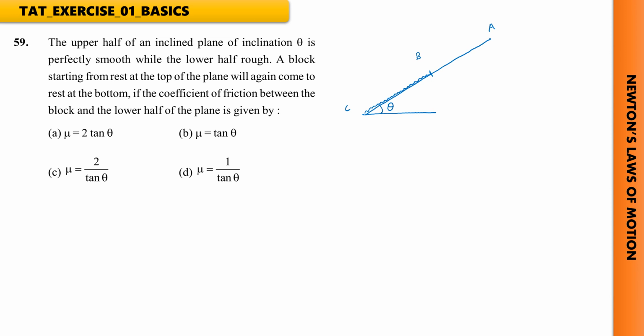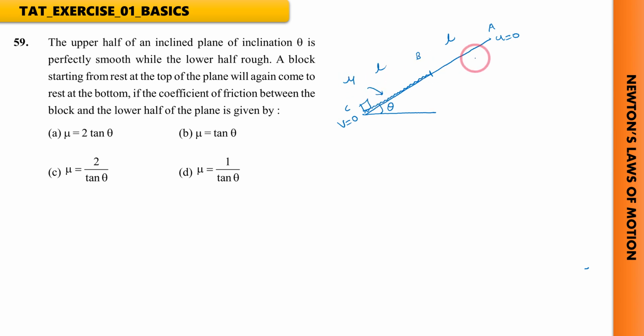In question number 59, given is that the upper part of the inclined plane is smooth, that is A to B, and the lower part is rough. They are equal in length. Let us call their length L. The block starts from rest at A, that is velocity equals 0, and will again come to rest at C. It is being said in the question. So we have to find the coefficient of friction of the lower part. We have to find what mu is over here.